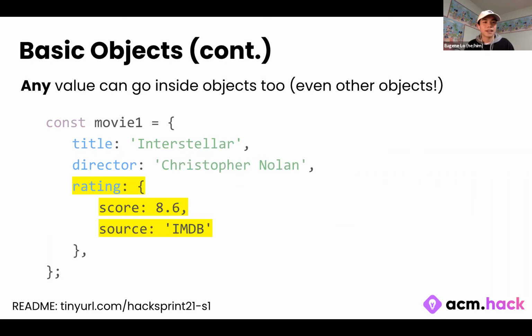In fact, it's not just limited to functions. Any value can go inside objects too, and this includes more objects. So I've gone ahead and made rating a little bit more specific by making the value another object, and inside this object we have a score property, which is 8.6 as we had before, and then we have the source property, so where this rating came from, and in this case it was IMDb.